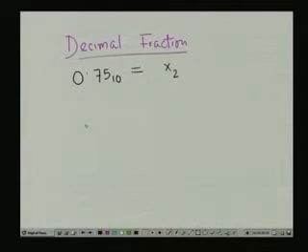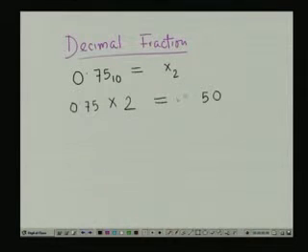Here the rule is multiplication by the base. Here the base value is 2. So, what will I be doing? 0.75 into 2 gives 1.5, that is 1.50. So, my integer is 1 and the fraction is 0.50.